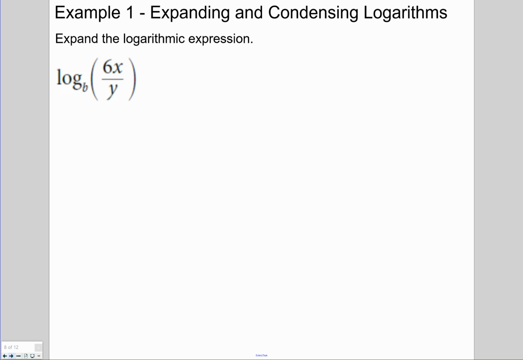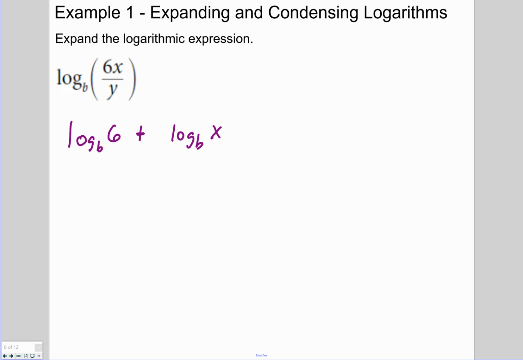So what I see when I look at that is 6x over y. I see three things: 6, x, and y. Now the 6 and the x are connected how? They're being multiplied. So when I say multiplication, you say addition. So I'm going to write log base b of 6 plus log base b of x.